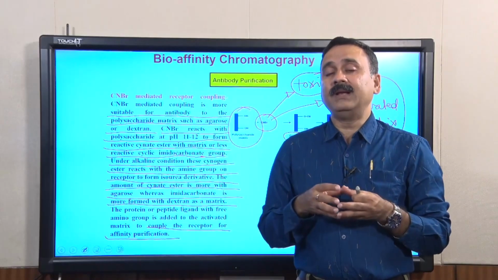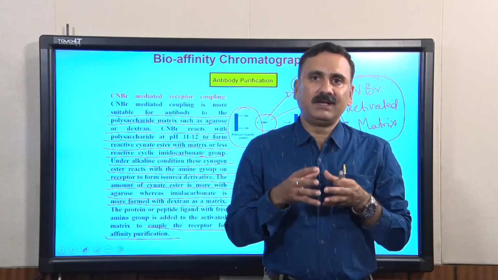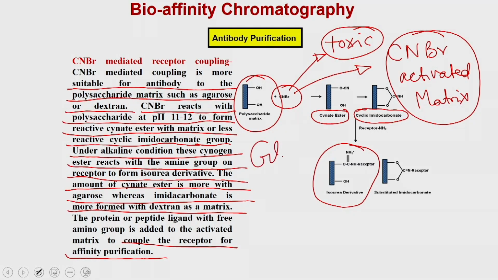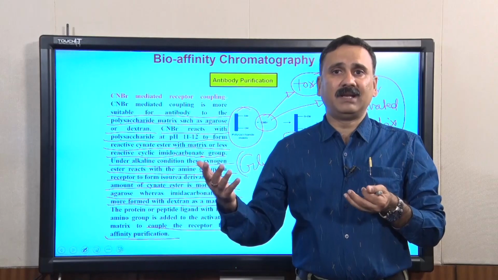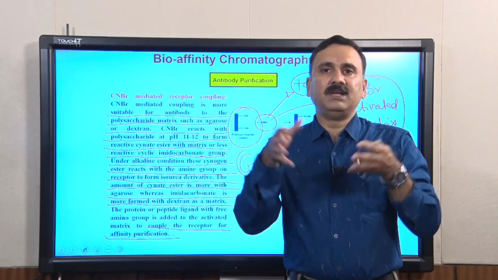Once that is over, you deactivate all the activated groups which are present on the matrix, and you do that simply by adding glycine. You know that glycine is the simplest amino acid, but it also contains a free amino group. So once your coupling reaction is over and you have the antibodies or the antigen coupled onto the beads, you have to deactivate all other functional groups which are still available to bind the ligand, and you do that simply by adding a large quantity of glycine into the reaction.